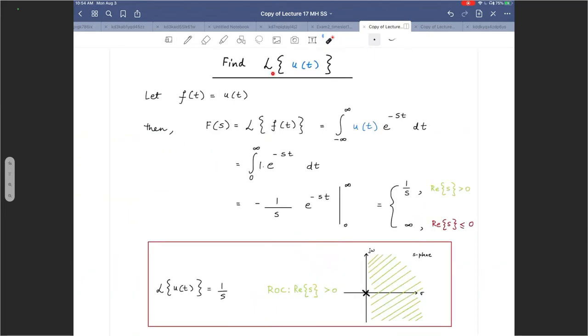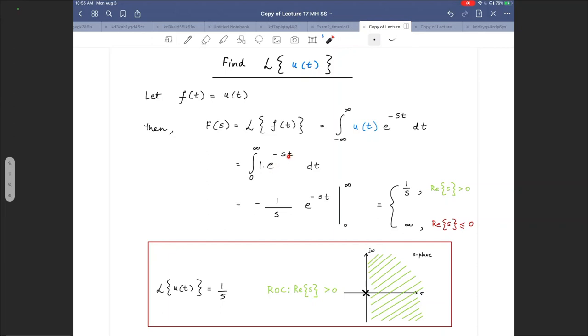Find the Laplace transform of u of t. So let us define the time domain function f of t as u of t. By using the definition of the Laplace transform, we can say the Laplace transform of f of t equals the integral from negative infinity to infinity of u of t e to the minus st dt, where s is defined as sigma plus j omega, the complex frequency variable. Now u of t is going to be 0 for time less than 0, but it is going to be 1 for time greater than 0. So I've modified the integration limits based on u of t. e to the minus st dt remains as is.